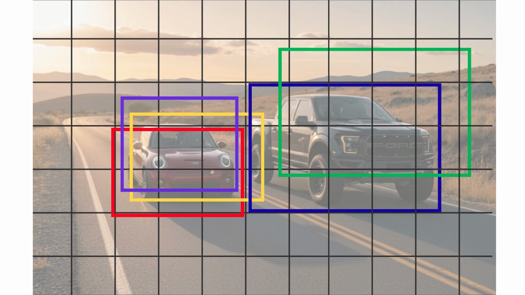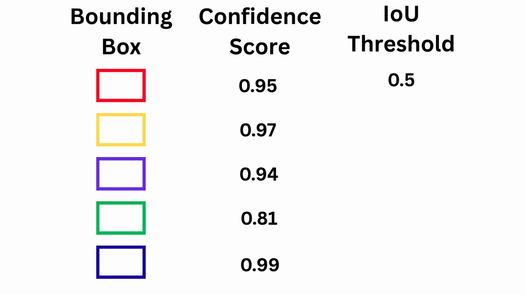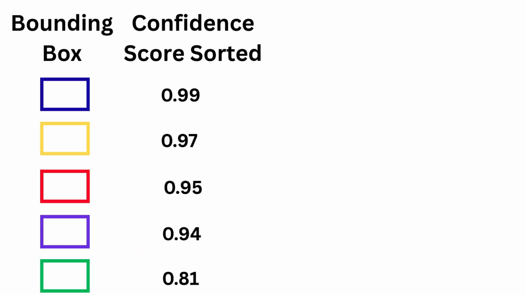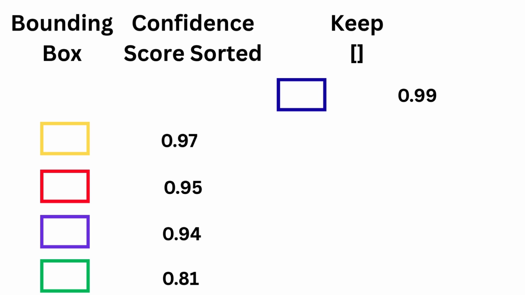Let's apply this algorithm to our car image example. We have 2 cars and 5 initial bounding boxes. Our IOU threshold will be 0.5. First we sort them in descending order of their confidence score. So the blue box comes first and then yellow, then red, then purple, and in the last we have the green box with the least confidence score. We have initialized a keep list that is currently empty.